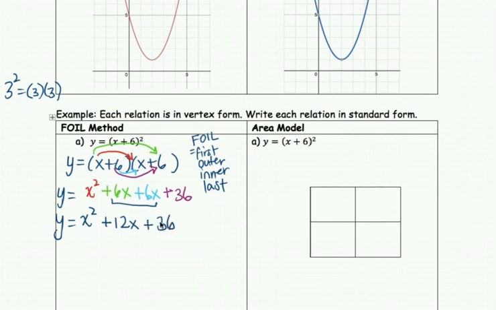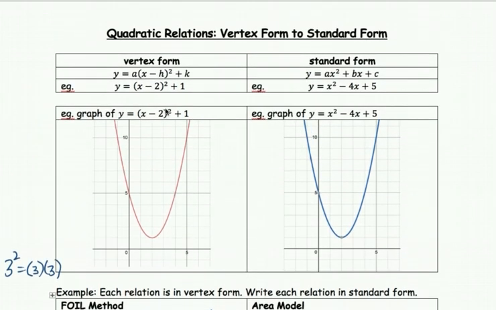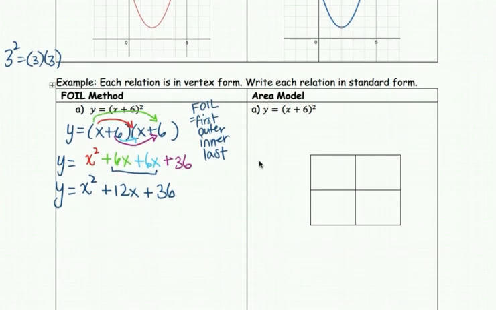And 36 is on its own, so you just bring it along. Okay, so now you have it in standard form. So again, when it's vertex form, you have the brackets, right? Like that. Standard form, you won't have the brackets anymore, because you multiplied it all out. And so that's all you're doing today. You're just trying to get it from the vertex form to the standard form. Once you get to here, stop, and then you're done.